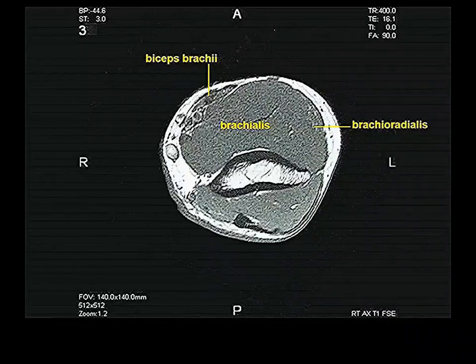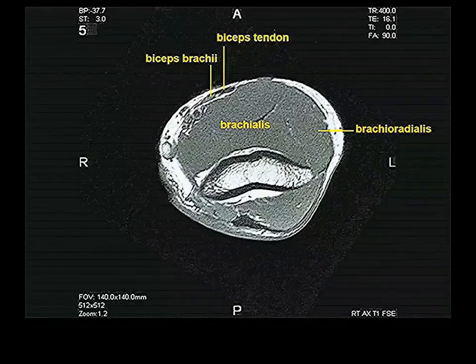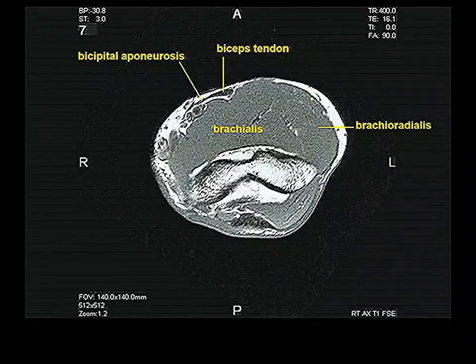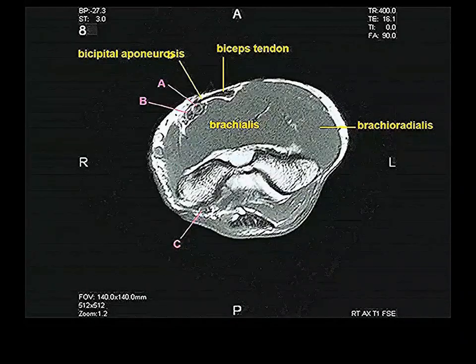We go further distally. I'll just point out some interesting things. The actual aponeurosis of the biceps tendon can be seen separately from the main biceps tendon itself. And we can see two structures which pass deep to the aponeurosis and pass medial to the biceps tendon.